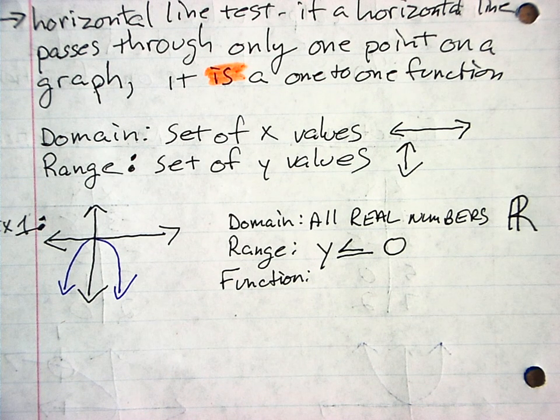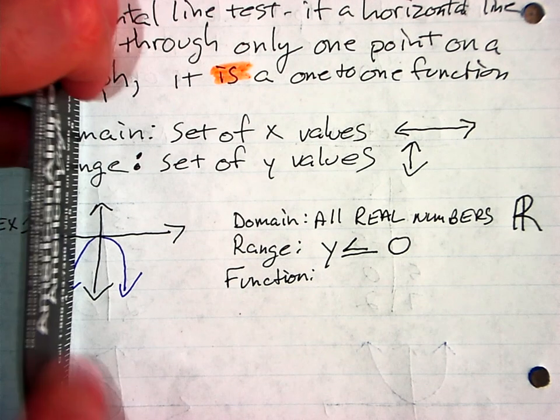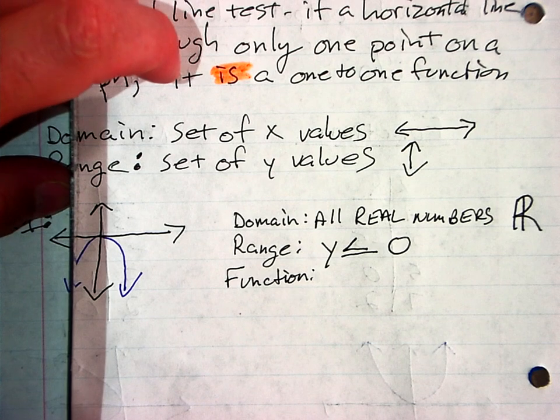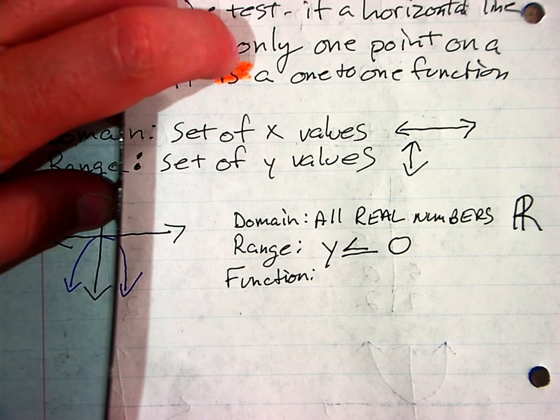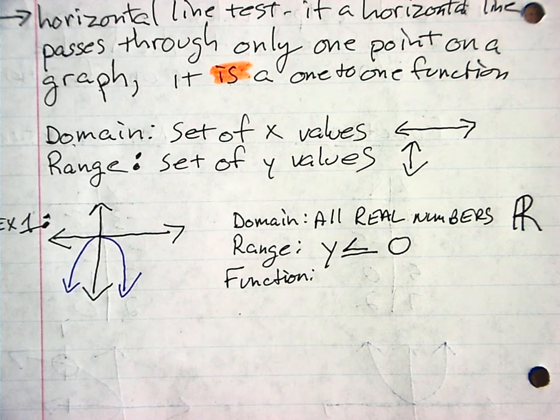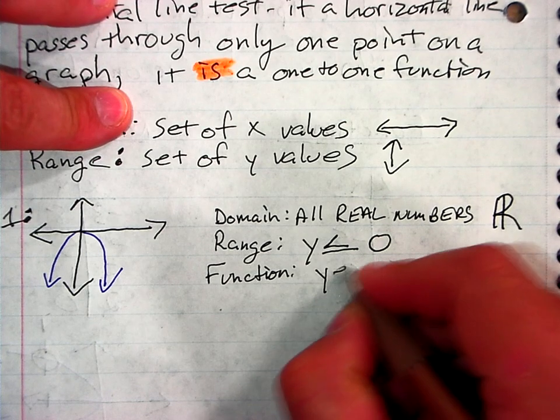All right, the function. Is this a function? If I take a vertical line, vertical line is up and down, and draw it across, it's only hitting one point on my parabola at a time. So therefore, this is a function.